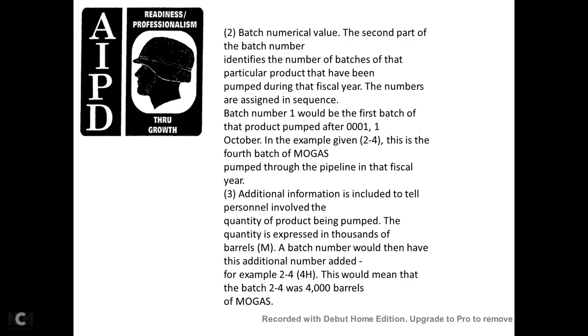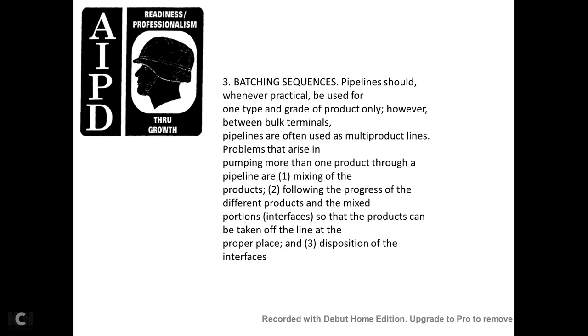For example, 2-4 for the MoGas means the 4th batch of MoGas pumped through the pipeline for the official year. Additional information is included with the personnel involved and the quantity being pumped. The quantity expressed in thousands of barrels is M. A batch number with an additional number added to the 2-4 MoGas, such as 4H, would mean that the batch was 4,000 barrels of MoGas.